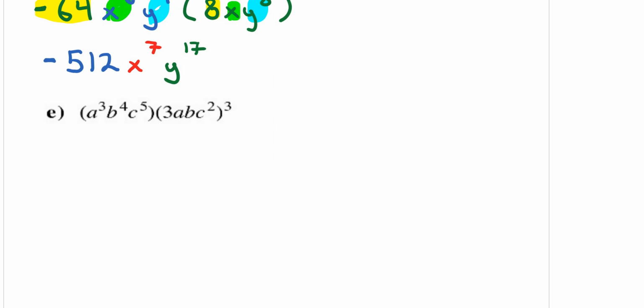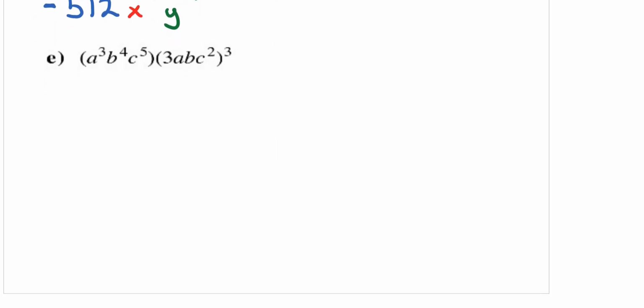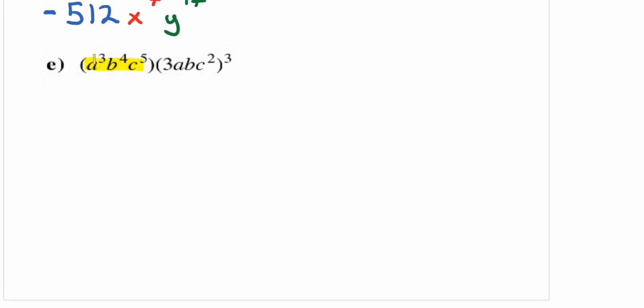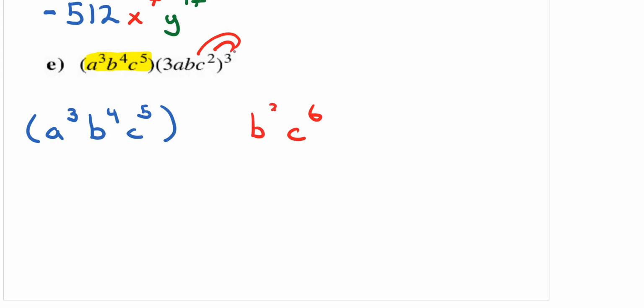And the last question for this homework video, guys, is going to be question 6E. With this very first bracket, I can just leave that alone. So that's going to be a cubed, b to the 4, c to the 5. And then I can go backwards here. So that's going to be c to the 6, b cubed, and a cubed. And now I have 3 to the power of 3, which is 3 times 3 times 3, which is 27. So I'll put my 27 right there.